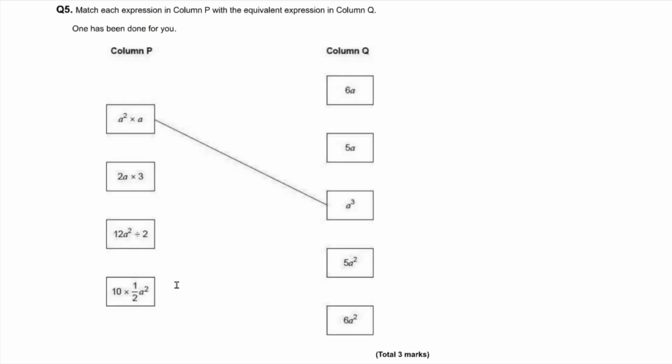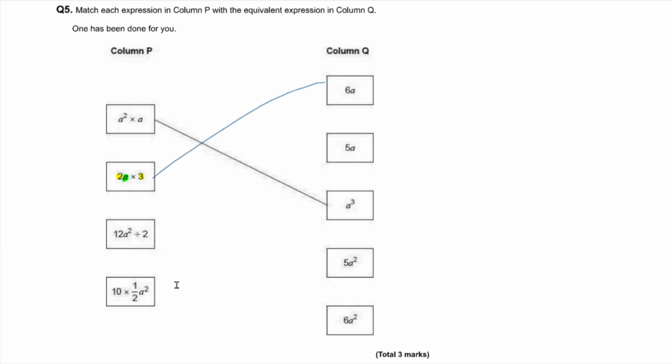Question 5, match each expression in column P with the equivalent expression in column Q. One has been done for you. Yeah, so a squared times a, that's a cubed, isn't it? Now 2a times 3, so we've got two types of thing here. We've got numbers and letters. And when you multiply these things together, I just multiply like with like. So 2 times 3 is 6. This is going to be 6a. So it goes with this one.